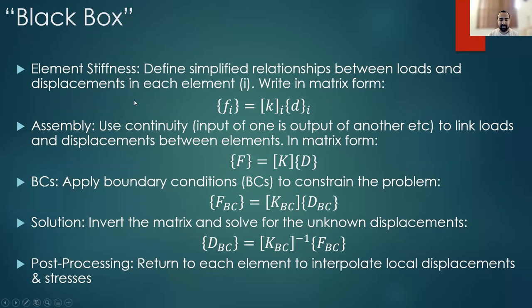Now, this black box I'm referring to is basically the internal map that happens when you're doing these analyses. So in the case of a structural analysis, here's how it works out. First you define a very simplified relationship between loads and displacements for each of those little elements that you broke up your full model into, and then you write it in a matrix form. So you have your forces, you have your displacements, and you have what's called your stiffness matrix.